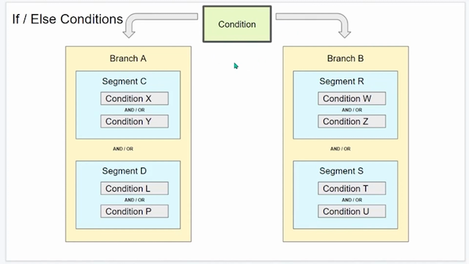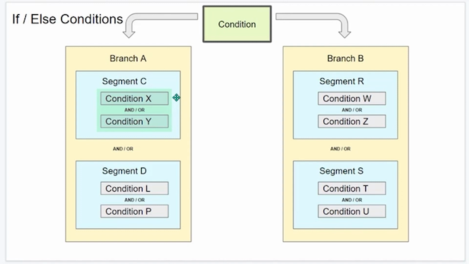Now, in order for the system to identify which branch should be selected for the contact, it's going to look at the segments that create that branch. And a segment is made up of conditions, okay? So looking at this in depth, we have branch A over here on the left. Now, for the system to decide whether branch A is to be selected, it needs to look at segment C. Now, the conditions of segment C are set up as condition X and or condition Y.